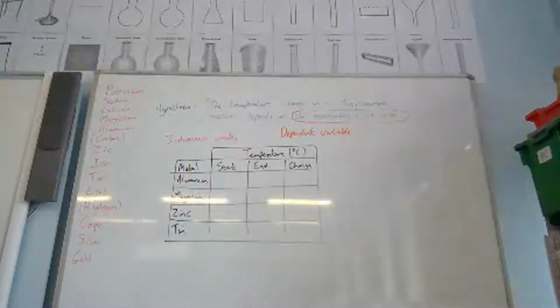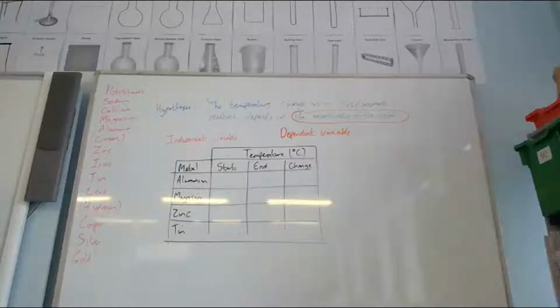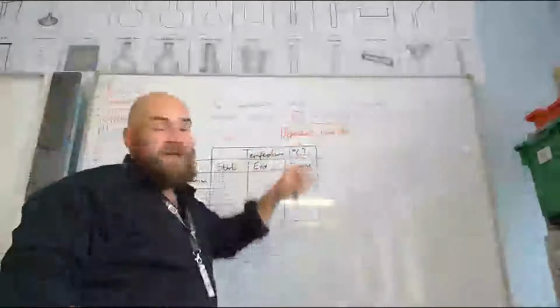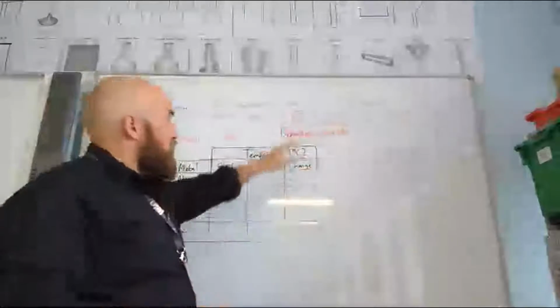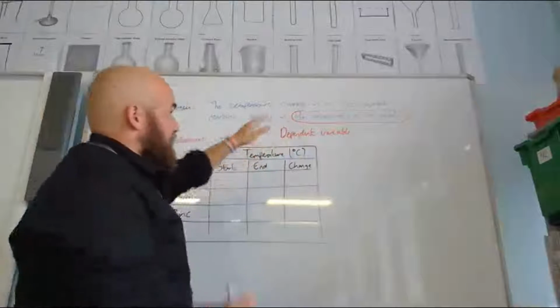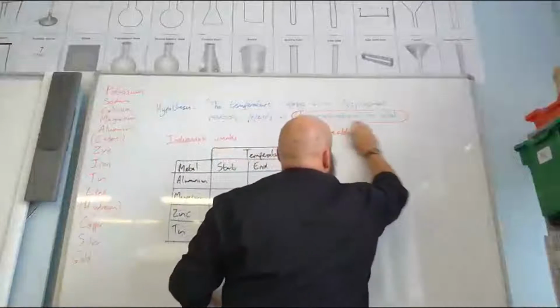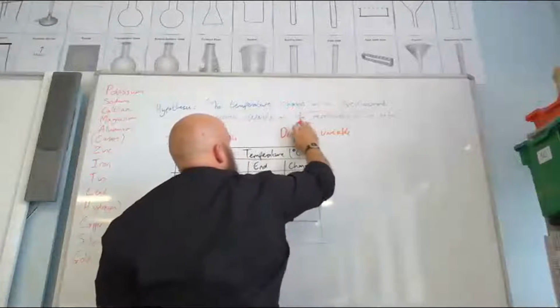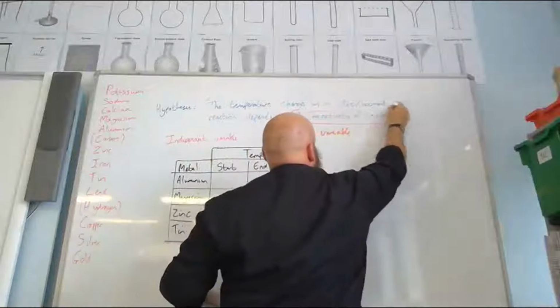Now I'm going to look at the dependent variable. What will I be measuring? Again, you should be able to get both the independent variable and the dependent variable from the hypothesis. What we're changing is the independent variable, which is the reactivity of the metal.